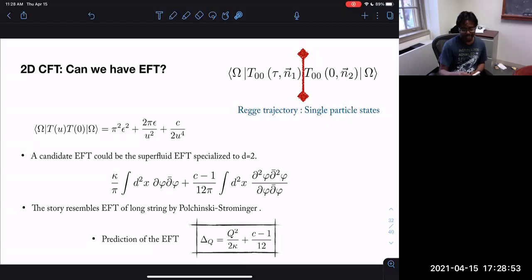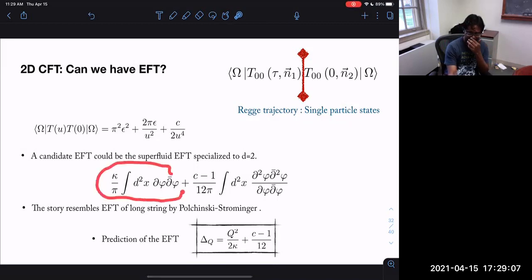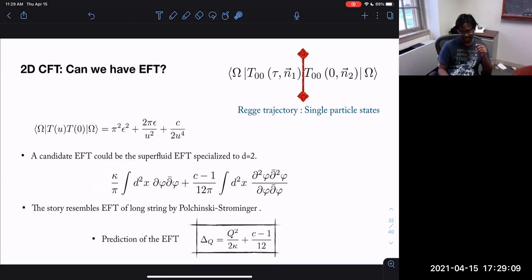So we can write down a candidate EFT, which would be the superfluid EFT specialized to D equals 2. Again, you can write down a field phi, which looks like the chi field. And then you have this quantity here, which is the leading order behavior. And then you have to add some correction terms so that if you do an EFT computation with this Lagrangian, you will reproduce this correlator. And it turns out you can write down these kinds of terms, and the story resembles very much the EFT of long strings by Polchinski and Strominger.